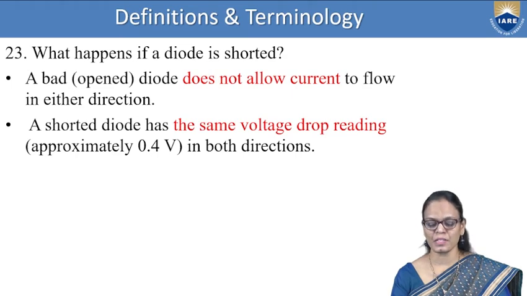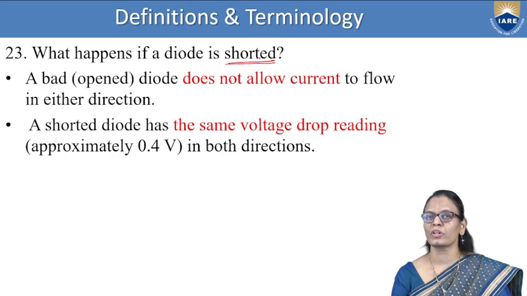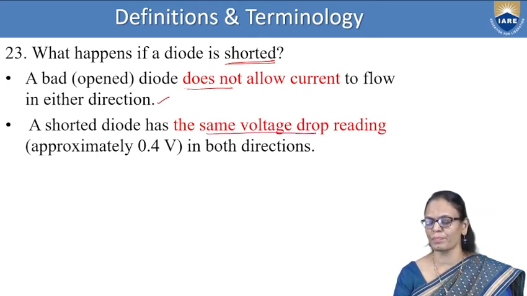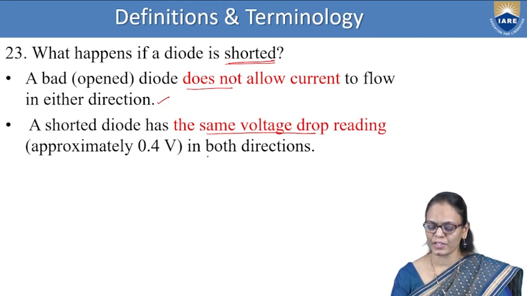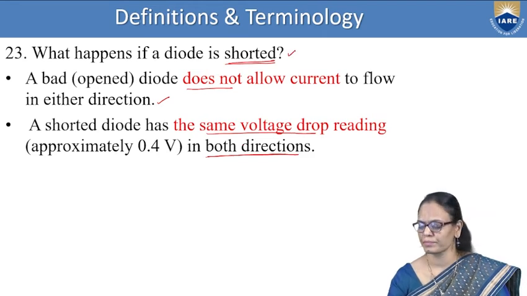Now what happens if a diode is shorted? Shorted means we say a bad diode or an open diode. It does not allow the current to flow in any direction. And a shorted diode will have the same voltage drop in both the directions. There is the same voltage drop, approximately around 0.4 volts, in both the directions. Then you say it is shorted.